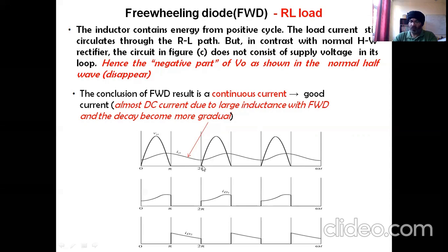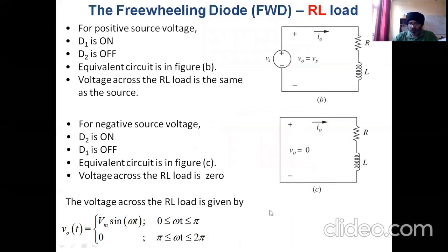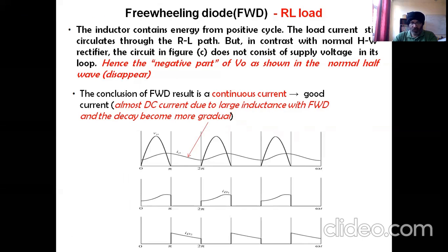It never goes to zero because of the continuous flow back of the current due to the freewheeling diode. So in that case, the current continues to flow. So this waveform of the current is called continuous current. So we have changed the discontinuous current into a continuous current just by adding a diode, a freewheeling diode.